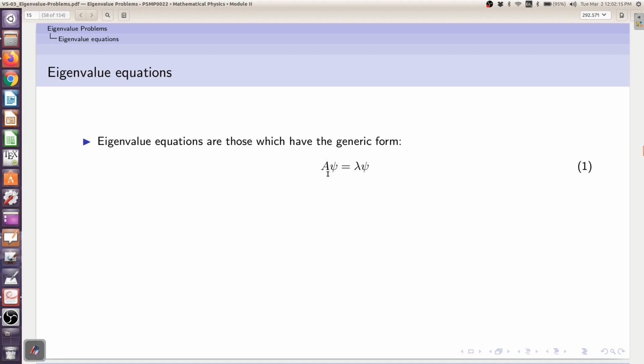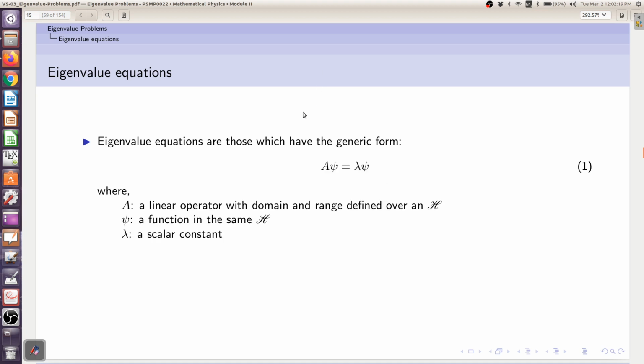An eigenvalue equation looks like this. So A psi is equal to lambda psi. Over here, A is a linear operator which is defined with a domain and range over a Hilbert space. That means the Hilbert space is a vector space, if you recall, a vector space in which the scalar product is defined. Psi is a function in the same Hilbert space and lambda is a scalar constant.